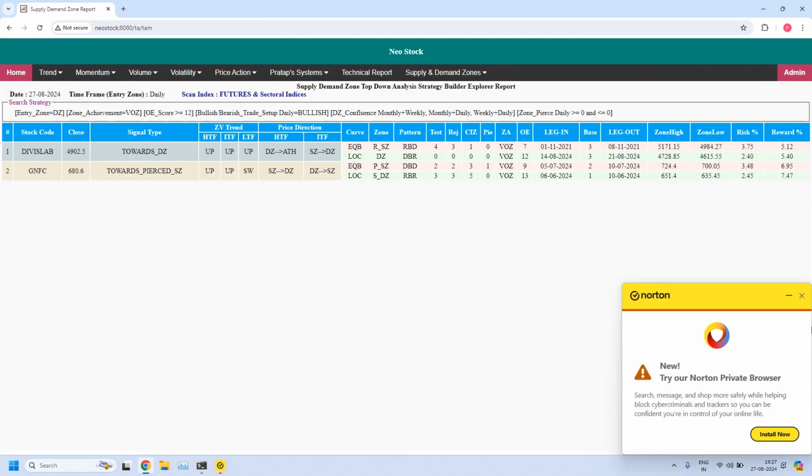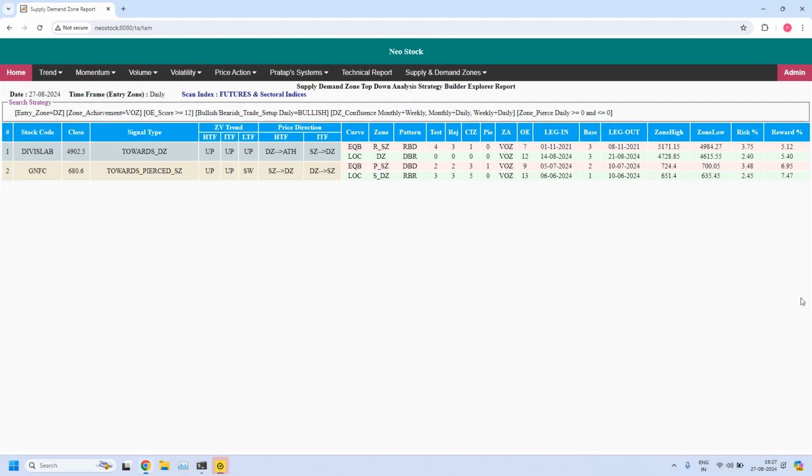That means 2 stocks. These 2 stocks are currently supporting LTF, ITF and HTF zone confluence, a bullish trade setup and daily, weekly and monthly demand zone confluence. Now let's verify whether any of these demand zones are having monthly EMA confluence, because the monthly trend is also uptrend for both these stocks.